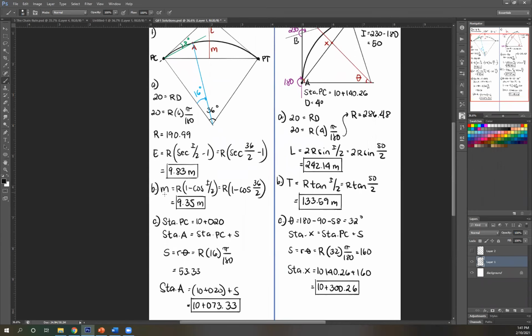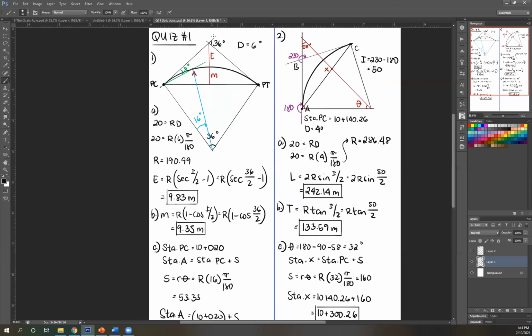Recalling the equation for M is R (1 minus cosine I over 2). That's pretty easy. I already know R, I already know I. So just plug in your values: 190.99 times 1 minus cosine, I, again, is 36 over 2. Solving for that, you get 9.35.